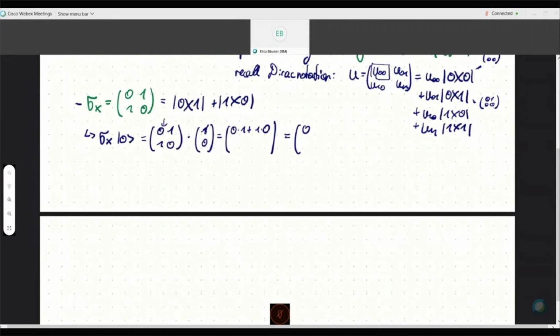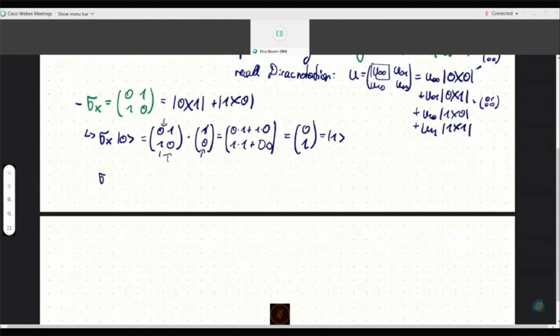And then for the second row, I will not do it this slow every time, but just for people that aren't familiar, maybe, I'm taking 1 times 1, plus then this 0 times the 0. So I'm getting 0, 1. Okay. So I will get the vector 0, 1, which is our state 1.